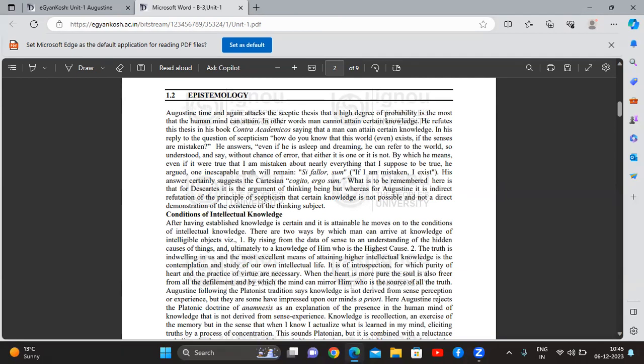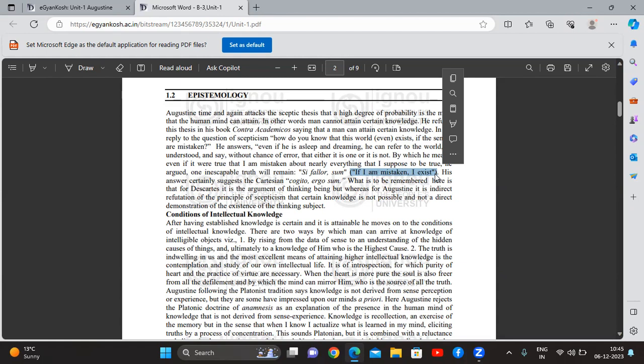आप ये बड़ा बड़ा कैपिटल में लिखेंगे so that you remember this, ये वाला, if I am mistaken, I exist. If I am mistaken, I exist.